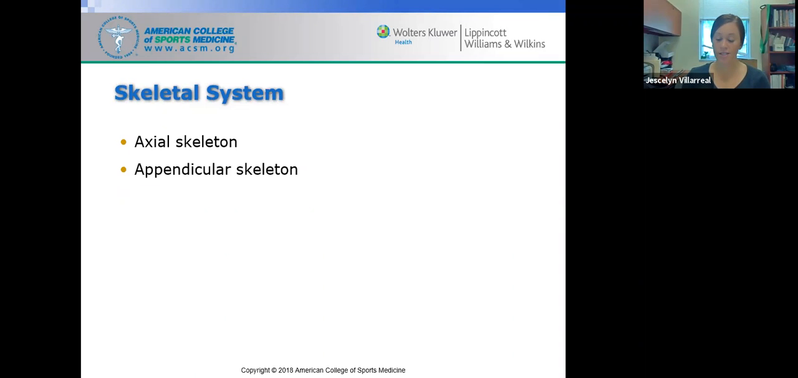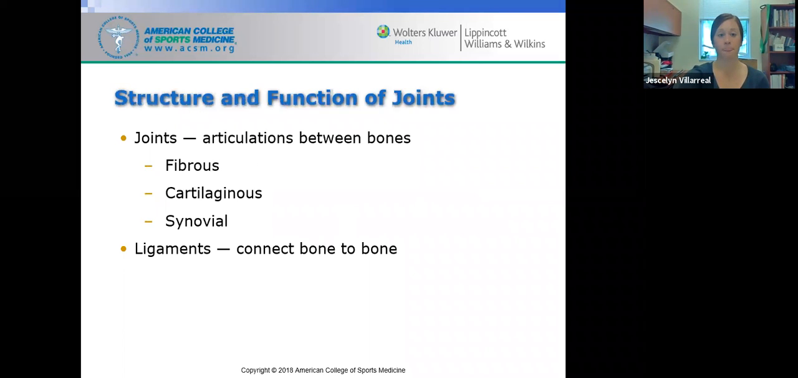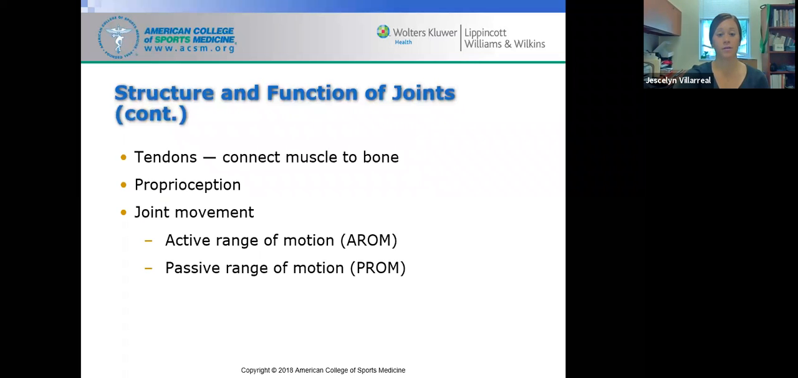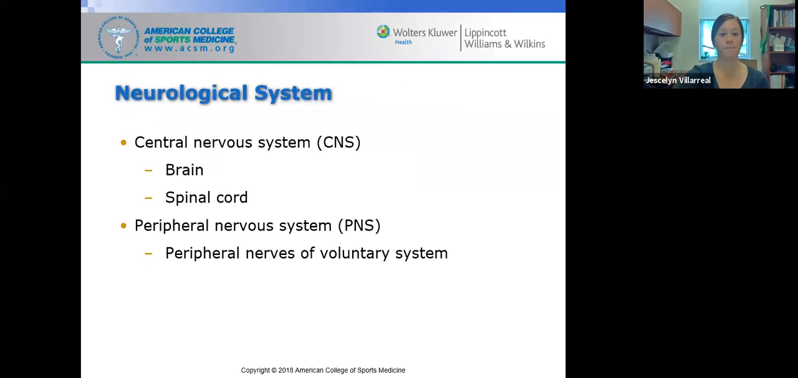The skeletal system on page 153, you have the axial skeleton, which is your skull, vertebral column, and sternum. And you have the appendicular skeleton, which is your upper and lower extremities. Then you have different types of joints, which we talked about in chapter 3. Back to joints, active and passive range of motion, talked about in chapter 3.